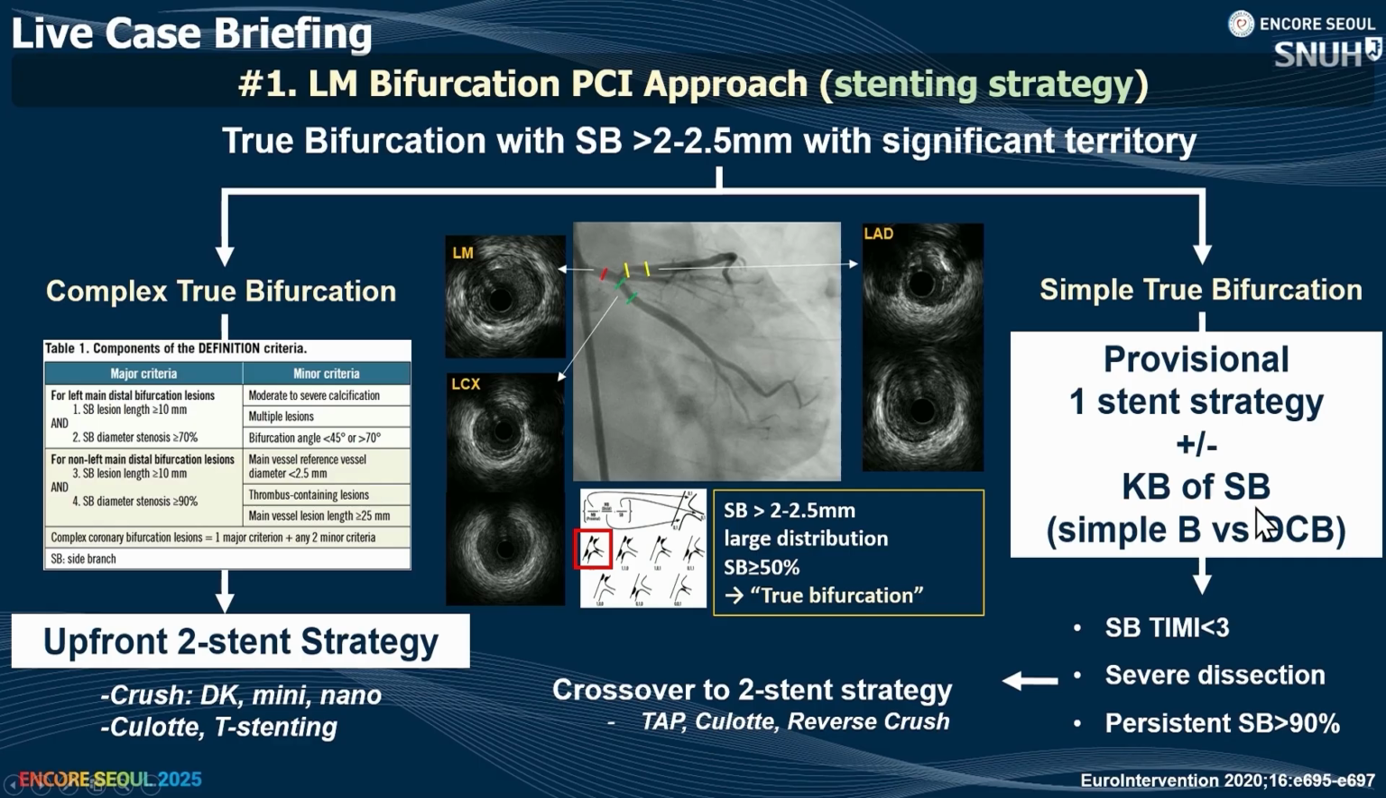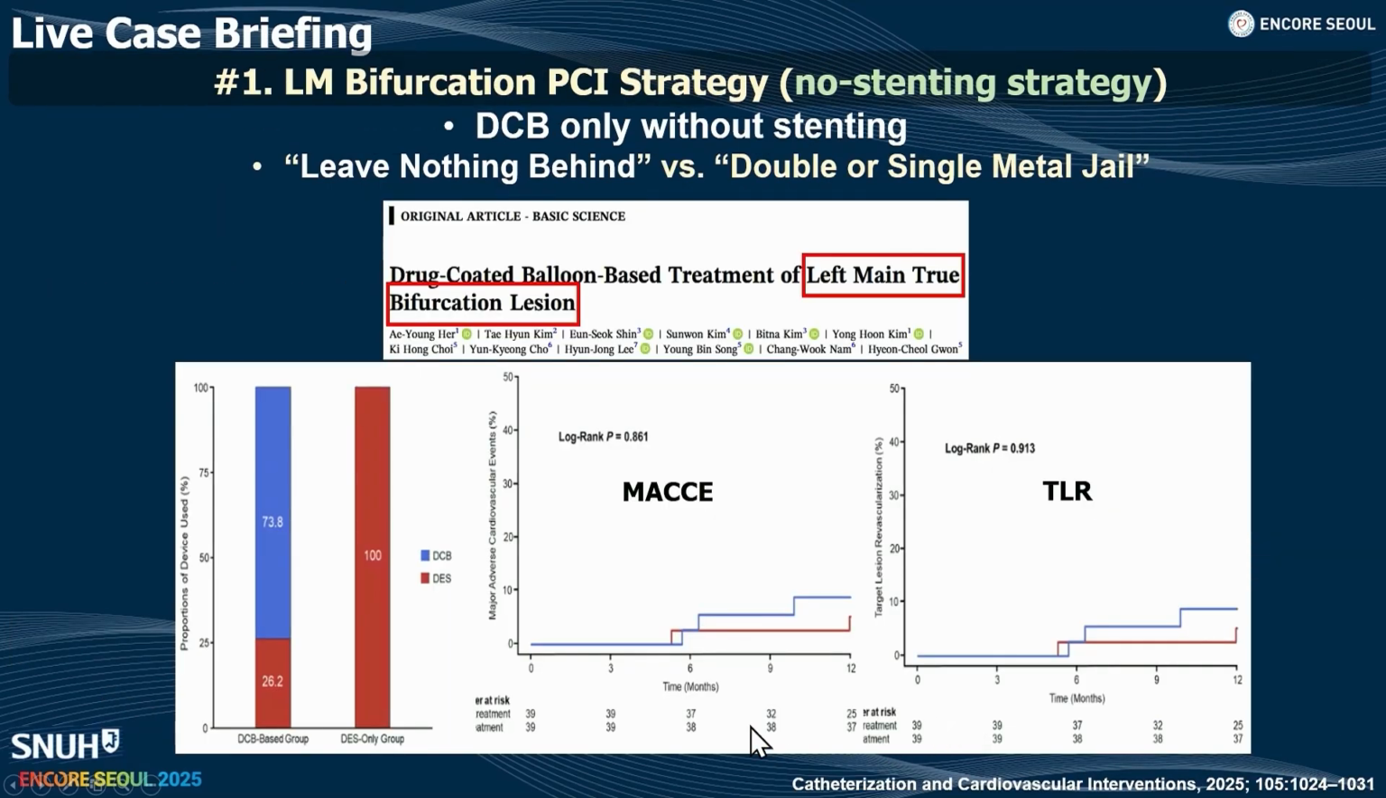If side branch TIMI flow is compromised, there is severe dissection or persistent narrowing, such as 90%, then we have to do crossover to two-stent strategy. Plus, the third option is no stenting strategy for left main bifurcation PCI.